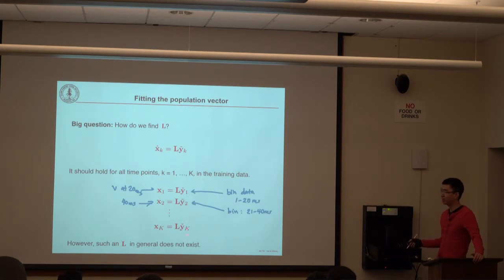So we have a ton of these bins, thousands, if not tens of thousands of these bins. And what we want is this L matrix, which relates the neural data to the kinematics, to hold for all of these points. Now, can we find an L that satisfies all these equations? I see some people nodding no. Why is that the case? So how many parameters are in this matrix L? How many unknowns do we have to fit in this matrix L?